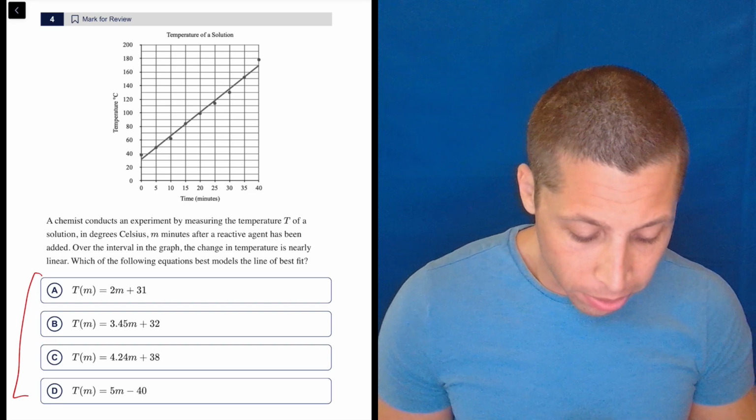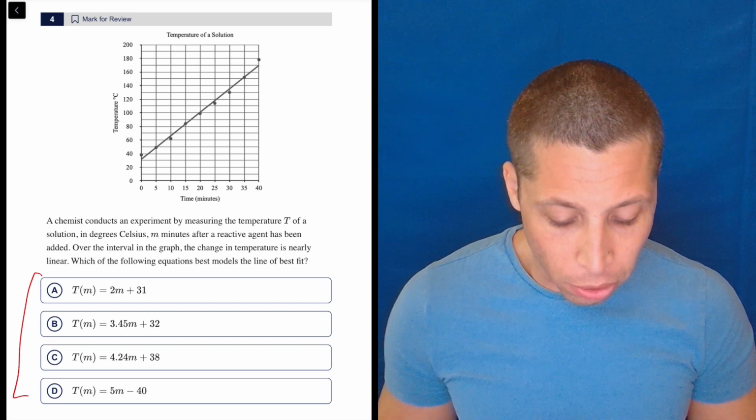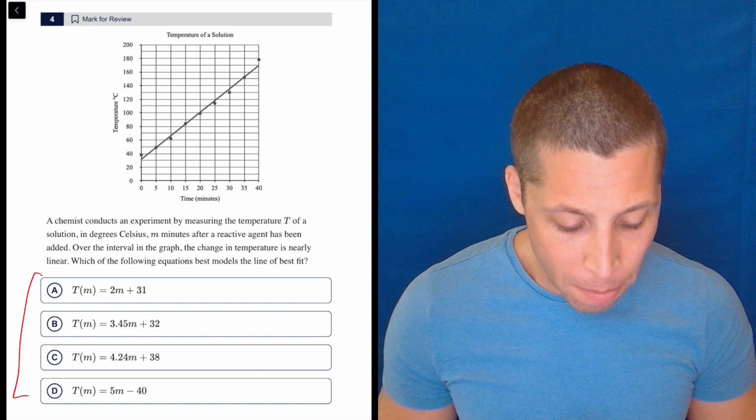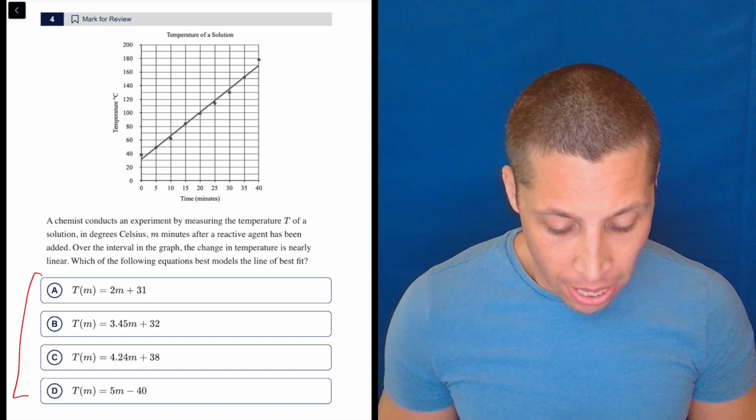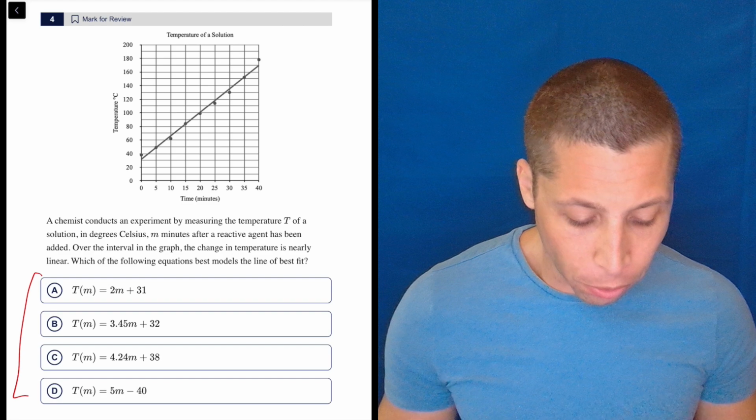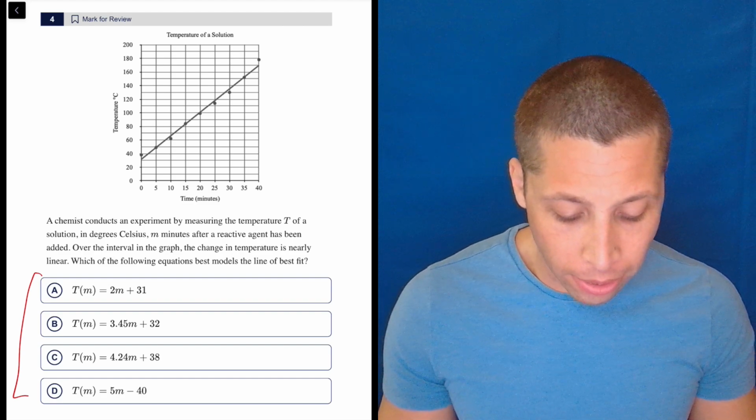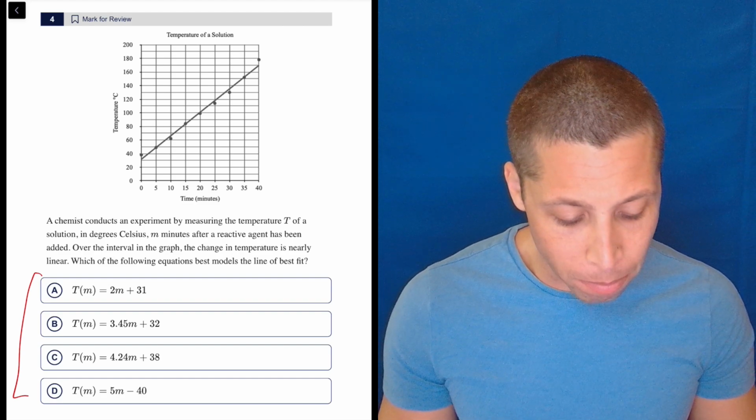A chemist conducts an experiment by measuring the temperature T of a solution in degrees Celsius m minutes after a reactive agent has been added. Over the interval in the graph, the change in temperature is nearly linear. Which of the following equations best models the line of best fit?